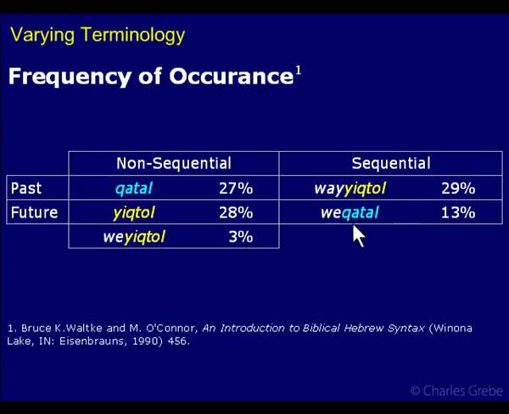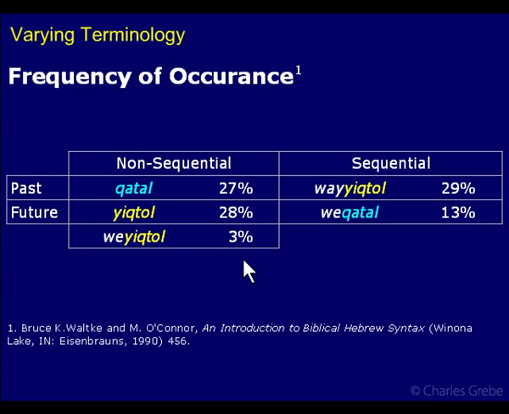Vkatal, now this includes both the consecutive and the conjunctive form, because this way of talking about it doesn't distinguish. But both of them together are only 13%. So you can tell by this that the future time narrative sequence is used less than the past time narrative sequence. And then vayiktol, simply and plus the imperfect, is significantly less, only 3%.